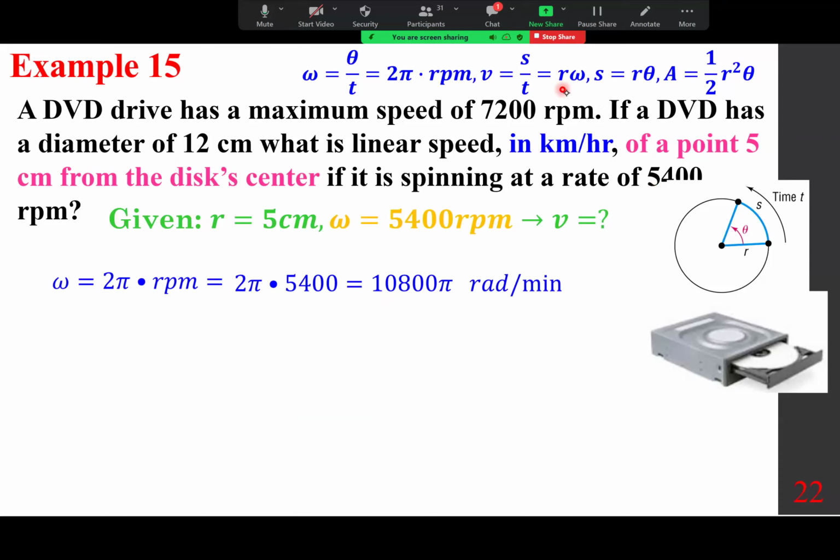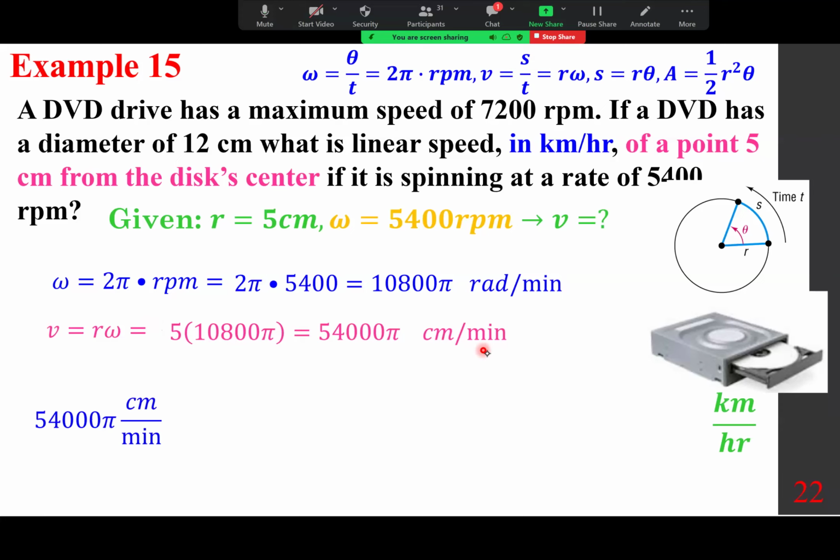V is R omega. Here's the omega, R is 5. And the units, centimeters per minute. So we have the answer, but we don't have the units. We are going to make a conversion as follows. This is centimeters per minute.